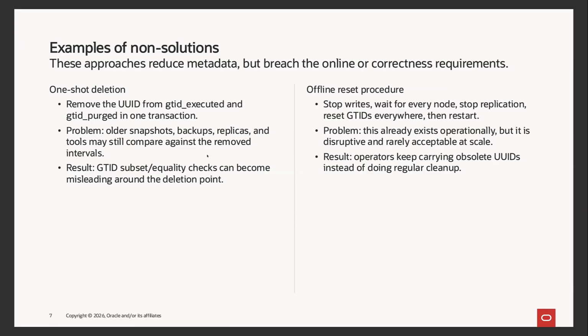In the same scenario, if the sysadmin or DBA is doing GTID subset or equality checks, and a UID disappears instantly, that can also make those checks invalid.